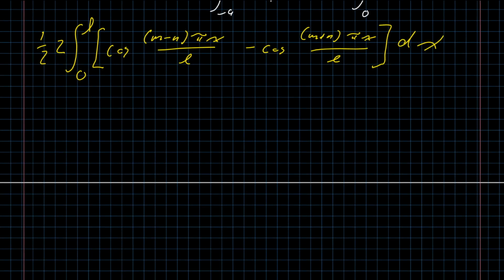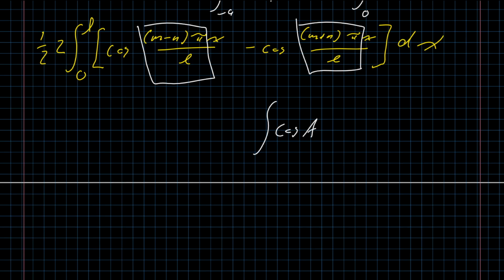Now, actually performing this integration is a lot easier than it looks at first glance. Because m minus n times pi over L and m plus n times pi over L are just constants. So we have the integral of cosine a times x. And the integral of cosine a times x is 1 over a times the sine of a times x plus a constant of integration, but we're dealing with definite integrals here, so we don't need to worry about that.